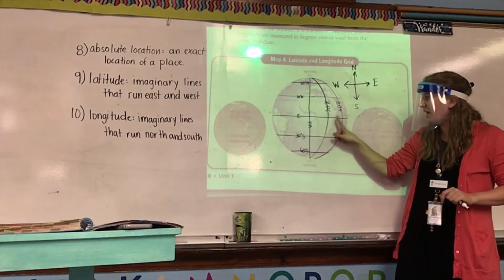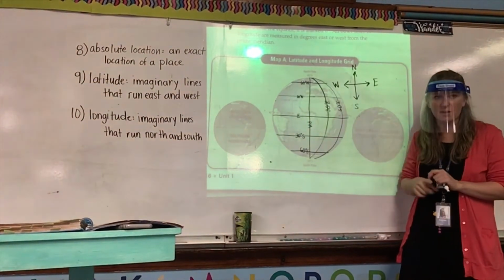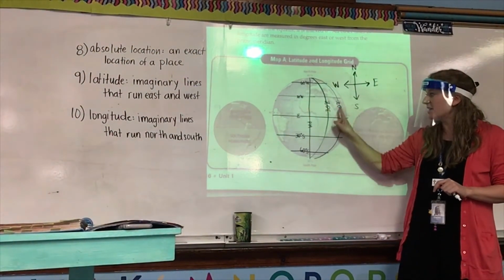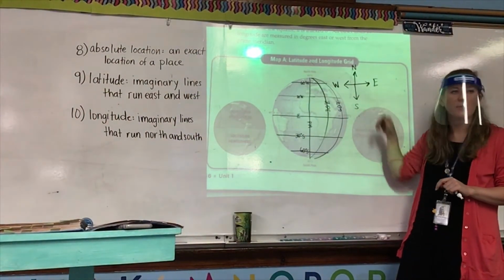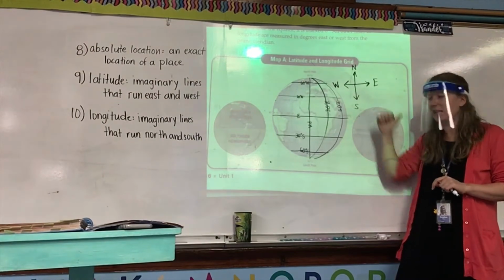The farther the lines are from the prime meridian, the bigger the number gets. If you're to the right of the prime meridian, you're to the east, just like on a compass or just like on a map. If you're looking to the right, you're looking east.